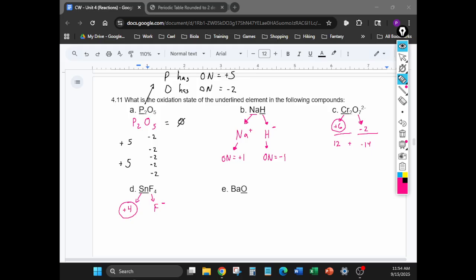And E is pretty easy. We got oxygen. What did we say it is 99.9% of the time? -2. You could have also figured this out by seeing that Ba, the most common ion, is 2+, right? So oxygen has to be -2 to balance that out. So that's how you can figure out the oxidation number.